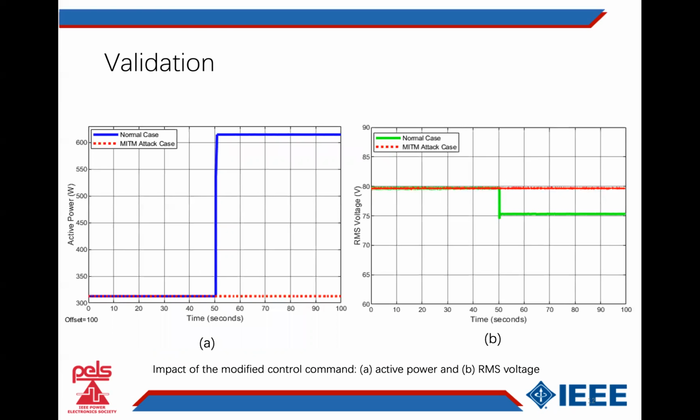These graphs result from man-in-the-middle attacks in the same malfunction of the PV system. They show the attack impact on the active power and root mean square voltage supplied by the inverter. In a normal case, a control command provided by the cloud successfully increased the active power of the inverter by around 50 seconds. However, under the man-in-the-middle attacks, even though the control command was issued by the cloud, the command was interrupted by the attacker.